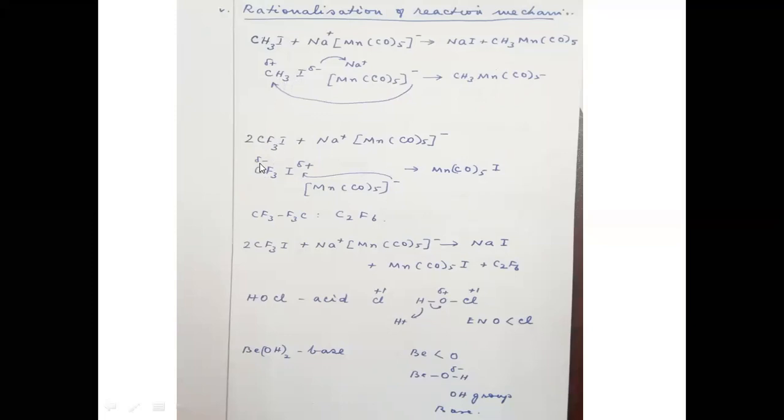If fluorine is present in the place of hydrogen, what will happen? The carbon would have become delta minus, iodine would have become delta plus. In such cases, the sodium plus will go towards this carbon. This iodine plus will be attracted by MnCO5 minus. So iodine and sodium combine to form sodium iodide, right? And then this MnCO5 minus combines with the iodine to form MnCO5I minus, and then this CF3 becomes a dimer. Two molecules of CF3 will combine to form C2F6.